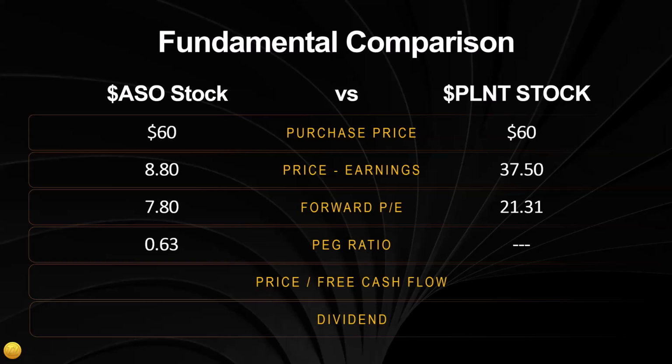We went through the purchase price, which is about the same. But then as we started applying things, price to earnings, forward PE, PEG ratio, we saw that there was a significant fundamental case for ASO compared to Planet Fitness. Now, when we add in price to free cash flow, we see that that fundamental case strengthens even more. The numbers doing the talking. And then if there was a tiebreaker, which the numbers tell us there isn't, well, a little bit of a dividend yield wouldn't be too bad of a little bonus along the way.